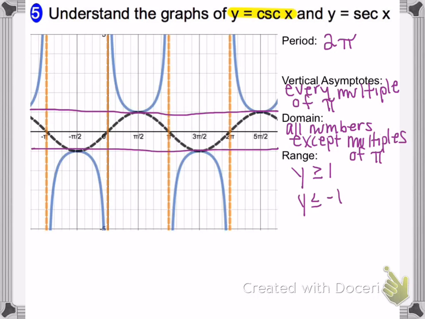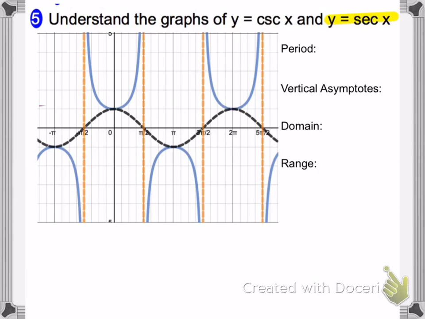Now, the reason for those asymptotes is that if we take a look specifically at the point pi, that is the point negative 1, 0. Cosecant happens to be the reciprocal of sine, which is the y value. So we're looking at 1 over that y value, which is 1 over 0, which is undefined. And that is why we have those vertical asymptotes.